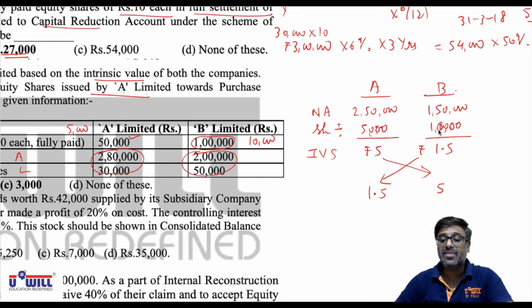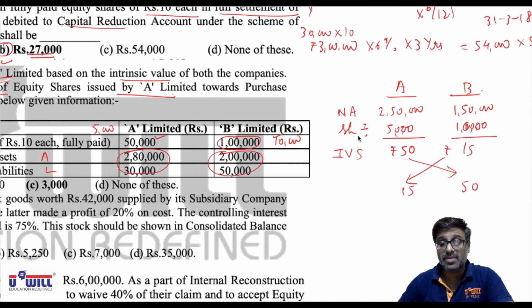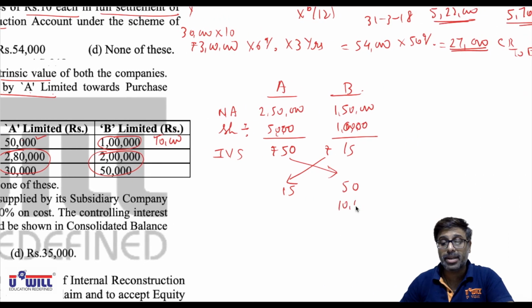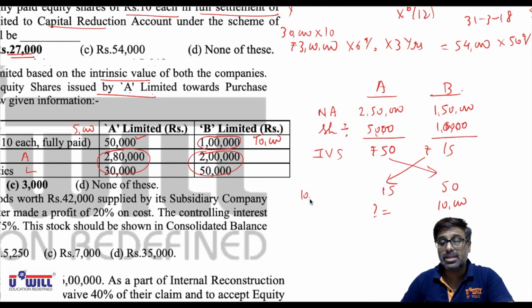2,50,000 divided by 5,000 would be 50, and 1,50,000 divided by 10,000 would be 15. Still the ratio will come the same. You reverse it, so the ratio would come to 15:50. Now, in B Limited there are 10,000 shares. So how many shares will be issued by A company to B company? 10,000 into 15 divided by 50.